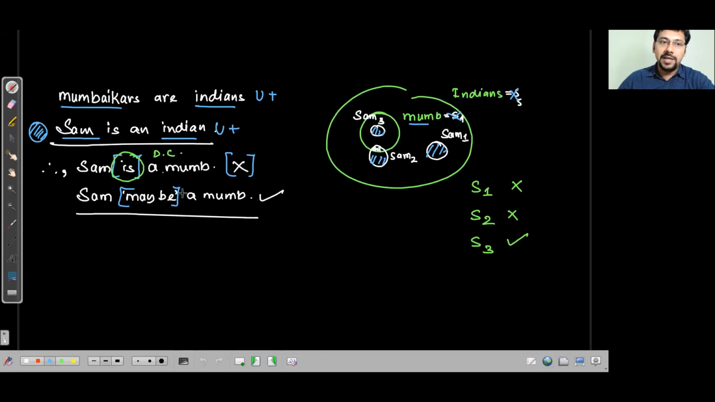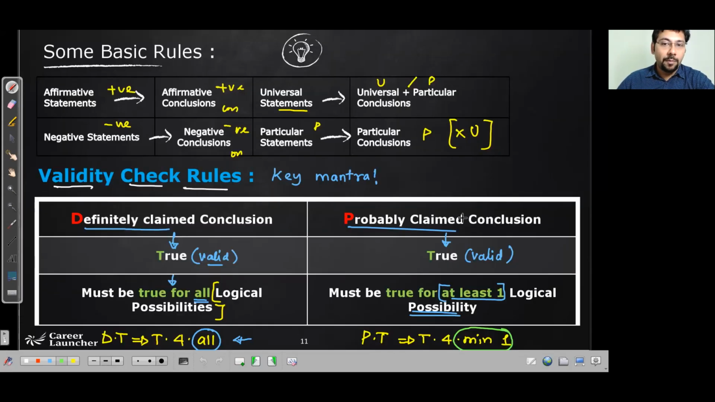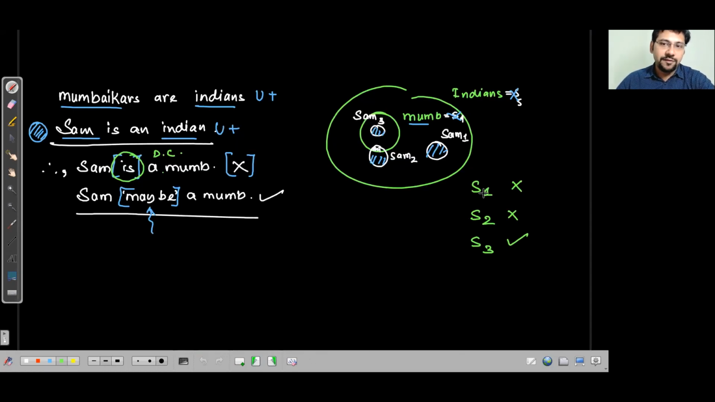Probably claimed. Probably claimed means something having a "may" or a "might" as a possibility. Now, "Sam may be a Mumbaikar" is definitely a probable claim, and the validity check mantra says that if something is probably claimed, you have to look at it and check that it's true at least once. So I just have to check whether, from my 3 possibilities, "Sam may be a Mumbaikar" is true even once. And yes, I do find that "Sam is a Mumbaikar" for S3 is valid. Therefore, I consider this valid.